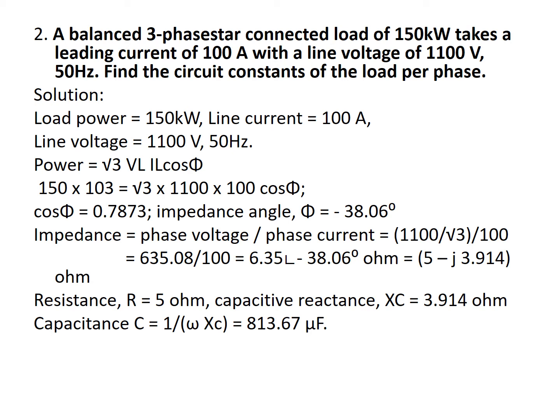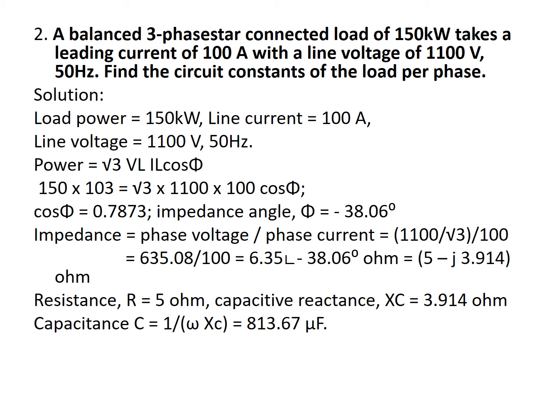Star connection: VL is equal to root 3 times VPH. So how do we calculate the phase voltage? VPH is equal to VL by root 3, divided by the phase current. Phase current and line current are both the same, so it remains 100 ampere itself. So we will be getting the impedance.